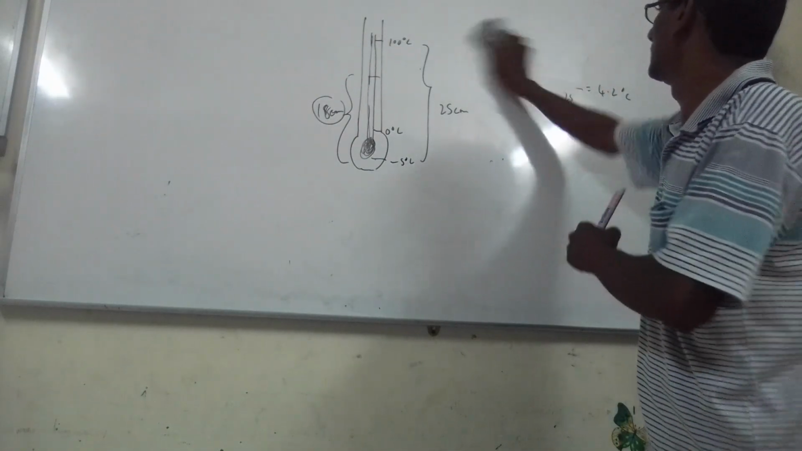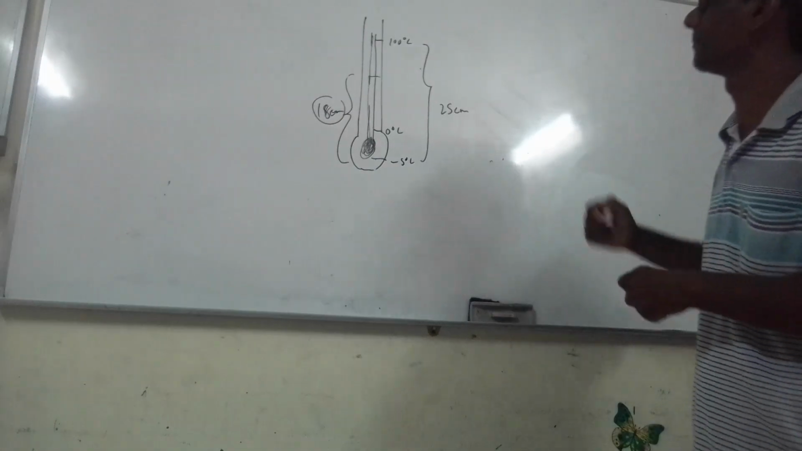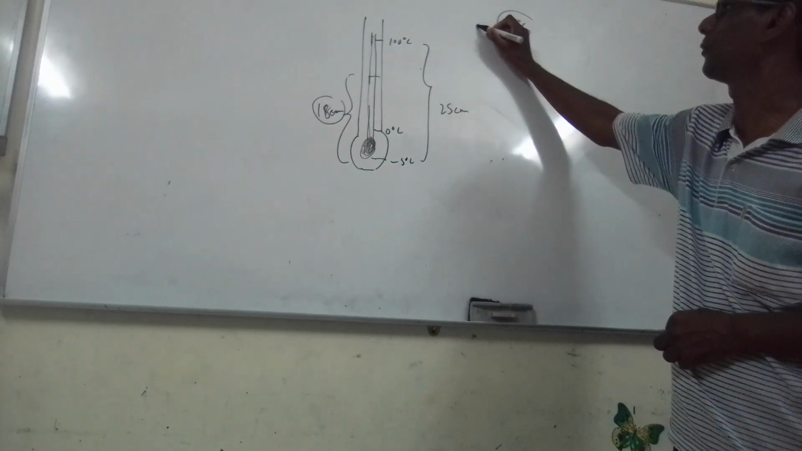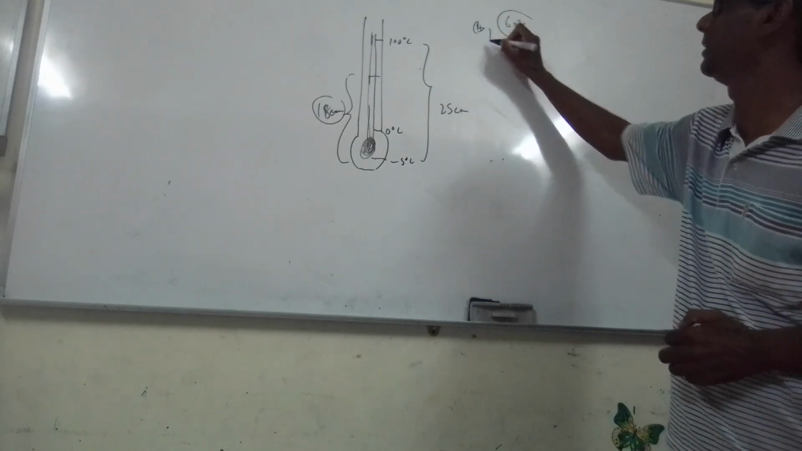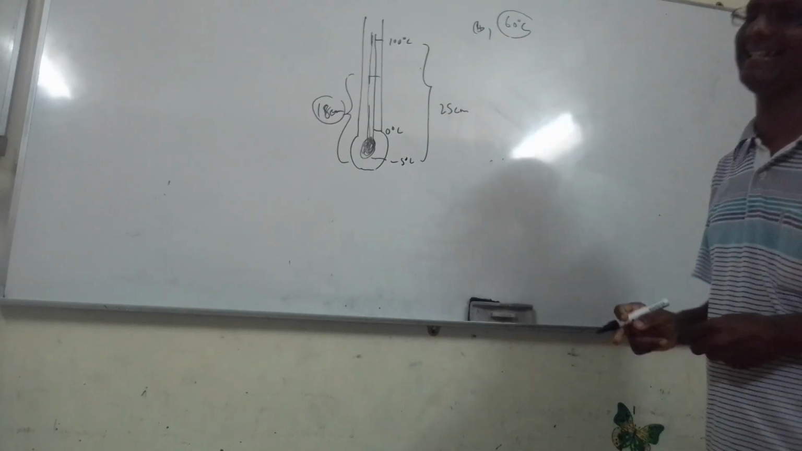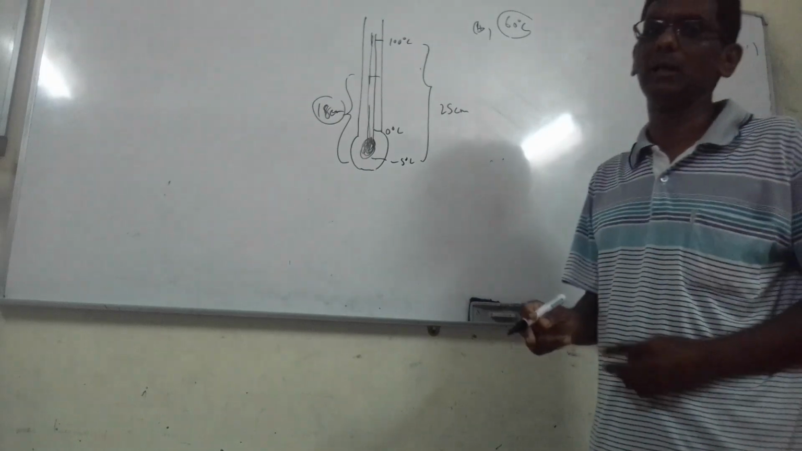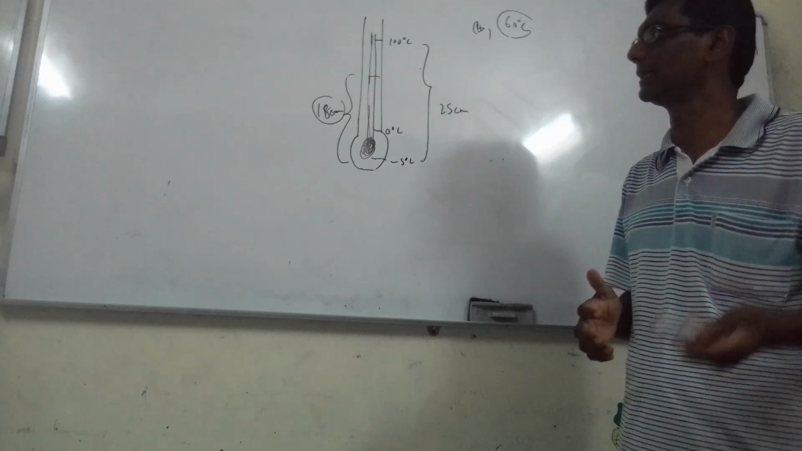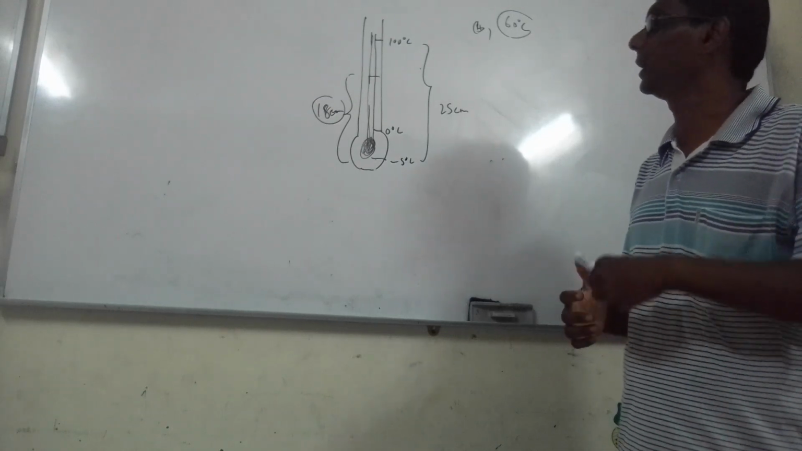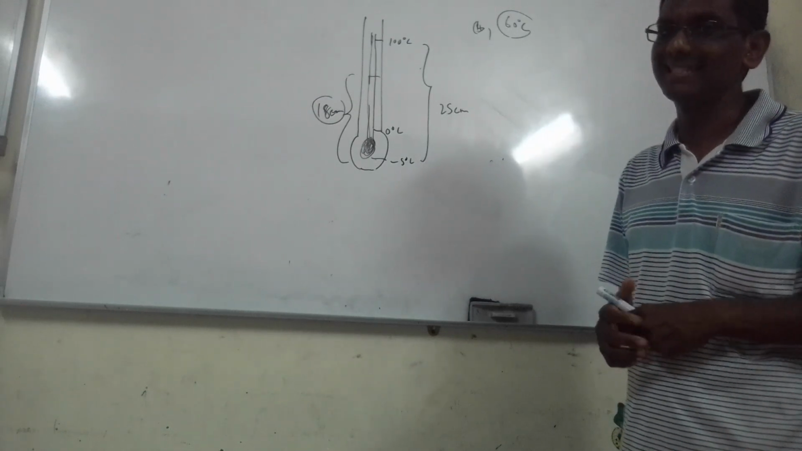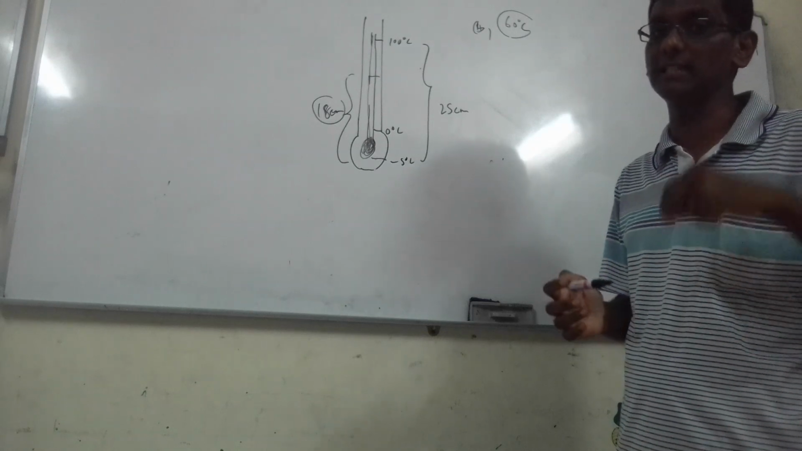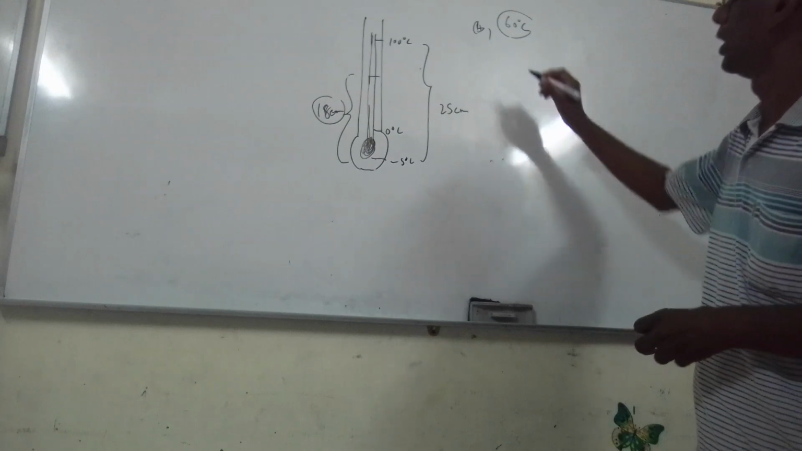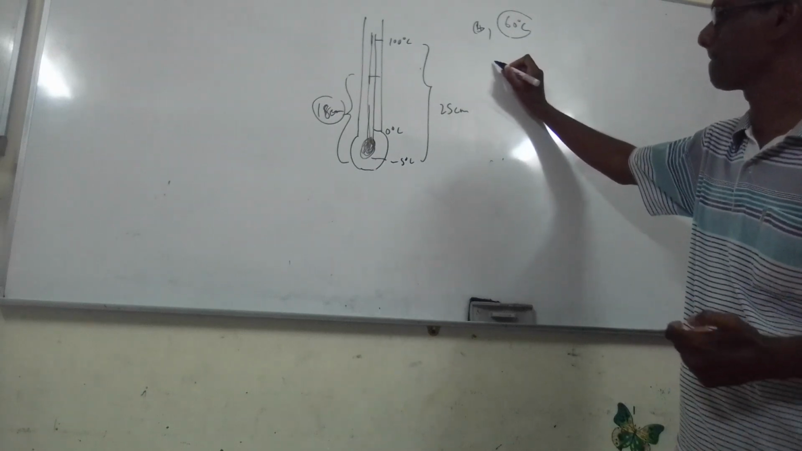Now, the temperature is 60 degrees Celsius. This is question number 2, or B. If the temperature is 60 degrees Celsius, what is the length of the mercury column? For 60 degrees Celsius, okay, 25 cm.